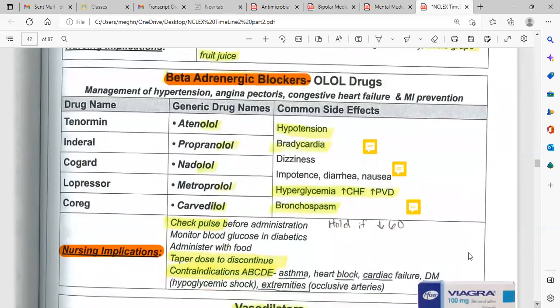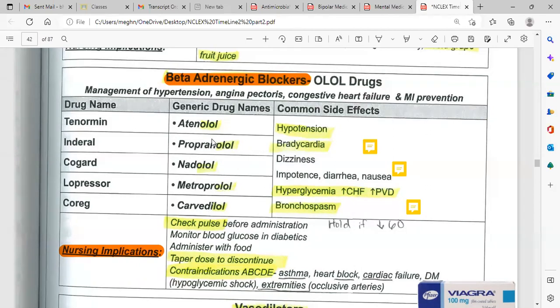What next? Next here, everybody knows it is beta blocker, beta adrenergic blocker, and the OLOL drugs. Management of hypertension, angina pectoris, congestive heart failure, and MI means myocardial infarction prevention. It is very easy to memorize the generic drug names: atenolol, propranolol, nadolol, metoprolol, and carvedilol. So the drug names end in OLOL, right? And the most common examples are metoprolol, atenolol, or carvedilol.